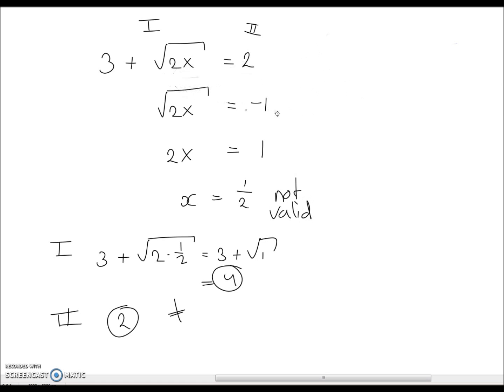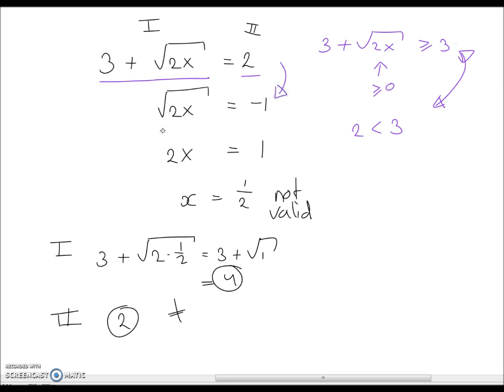The reason this happened is because the square root is always positive, so 3 plus something positive is always larger or equal to 3. But the other hand of the equation, 2, is strictly smaller than 3. So there's no way we can find any value for x for which this part and this part is the same. And you can see that when we subtract the 3 in this step, this side becomes positive, this side becomes negative.